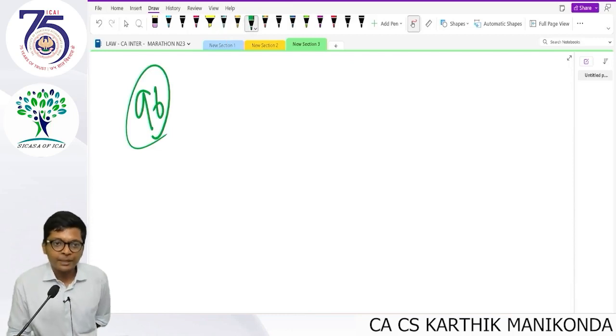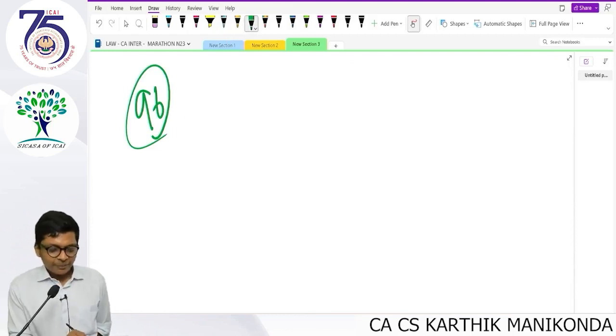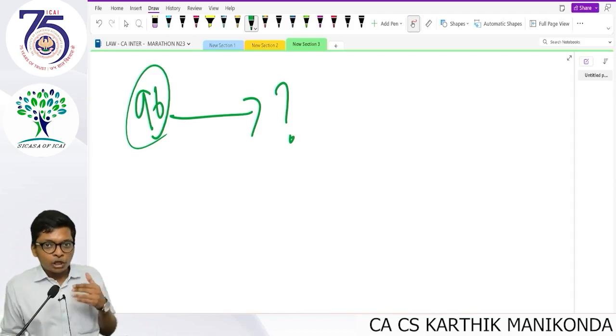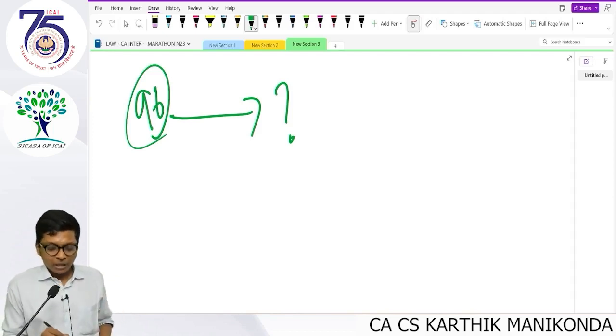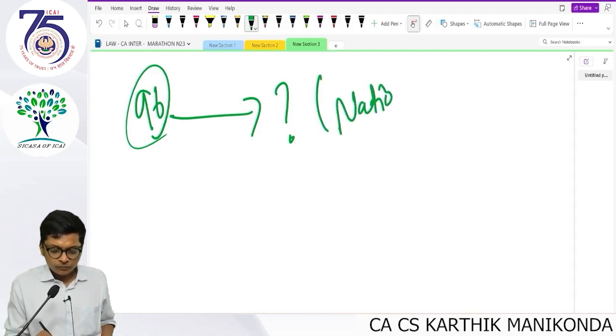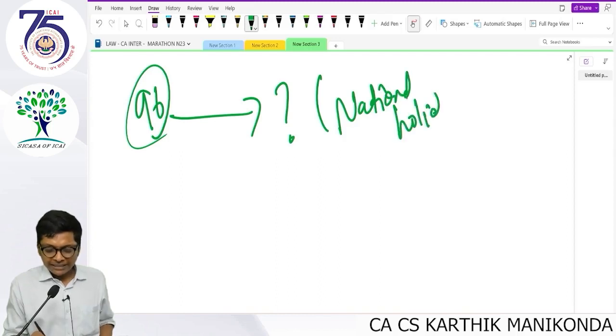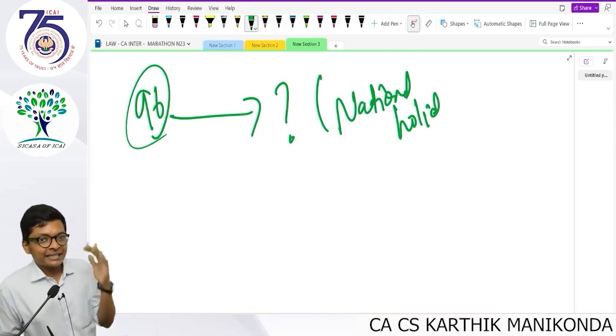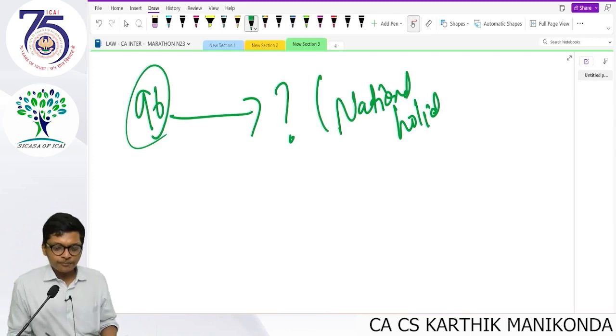Let me focus on key provisions. Can I keep AGM on any day? Can I keep on Sunday? Sunday? Shareholders can come only on Sunday. They are working professionals. Except national holiday, 3 days. Republic Day, Independence Day, Gandhi Jayanti. Except these 3 days, any other day including Sunday. Time of AGM?